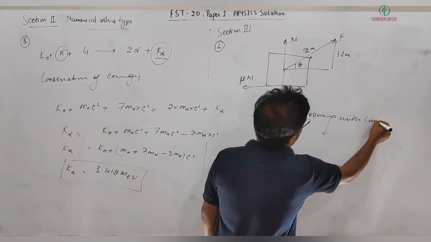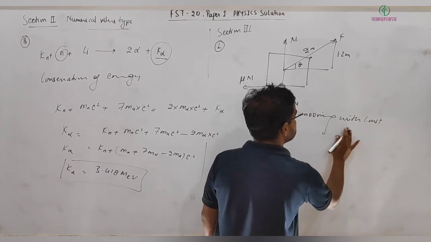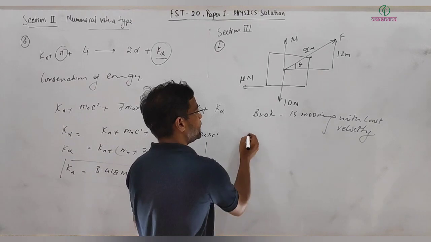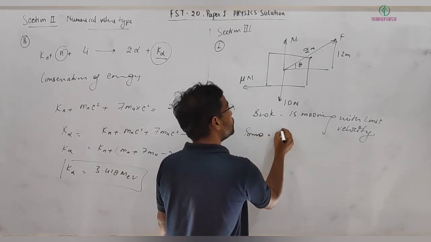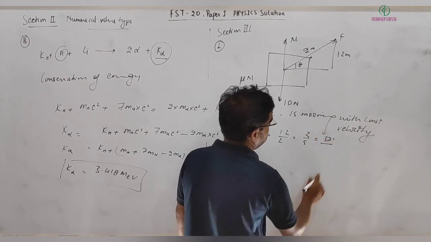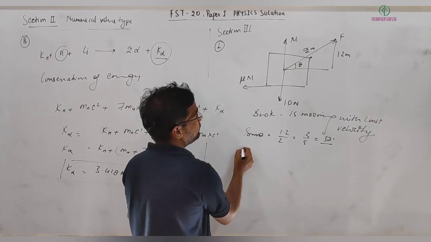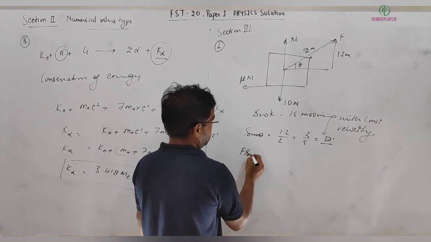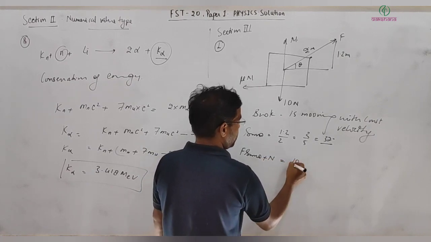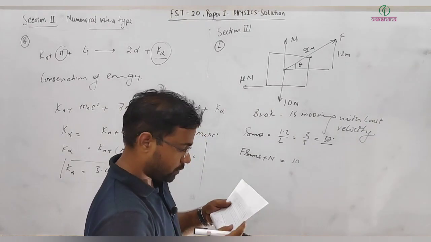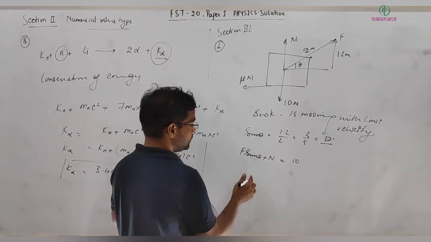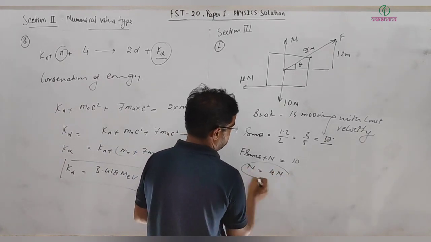The condition is the book is moving with constant velocity, so the net force on the book must be 0. First, I can calculate sine theta is equal to 1.2 divided by 2, that is 3 by 5, so theta is 37 degree. Now I can write F sine theta plus normal reaction N should be equal to 10, and F is the given force, 10 Newton. Solving, N comes out to be 4 Newton.